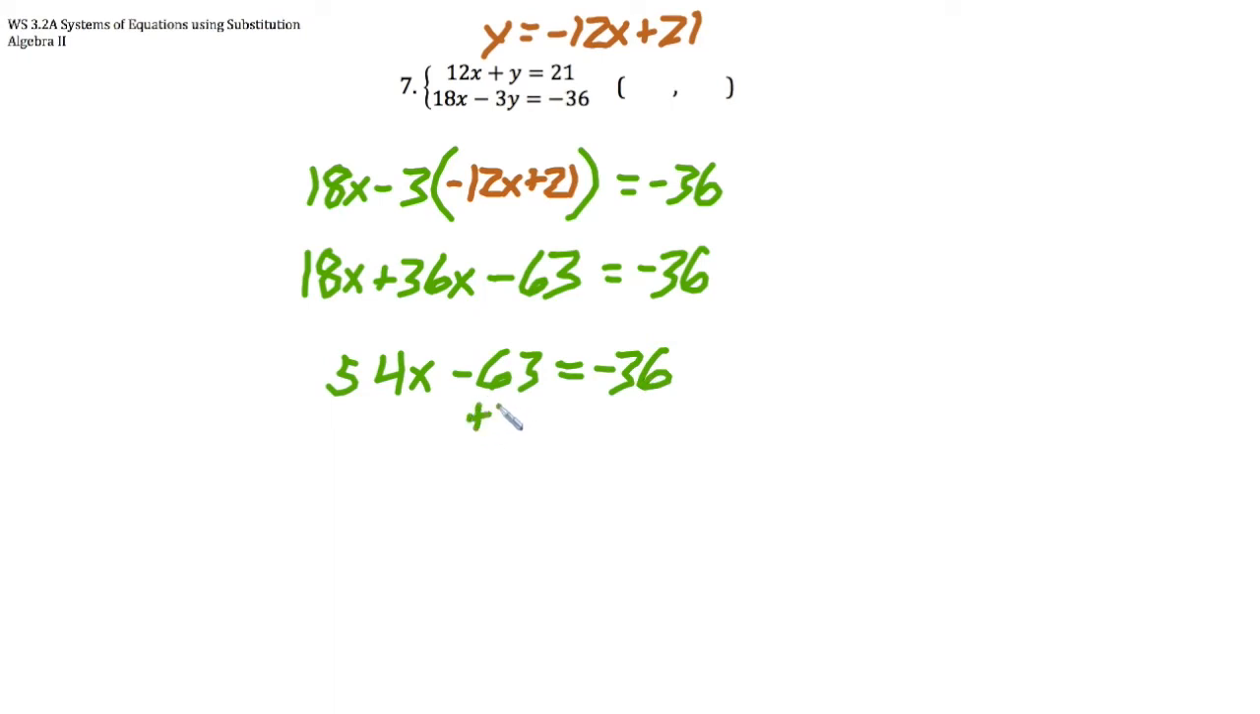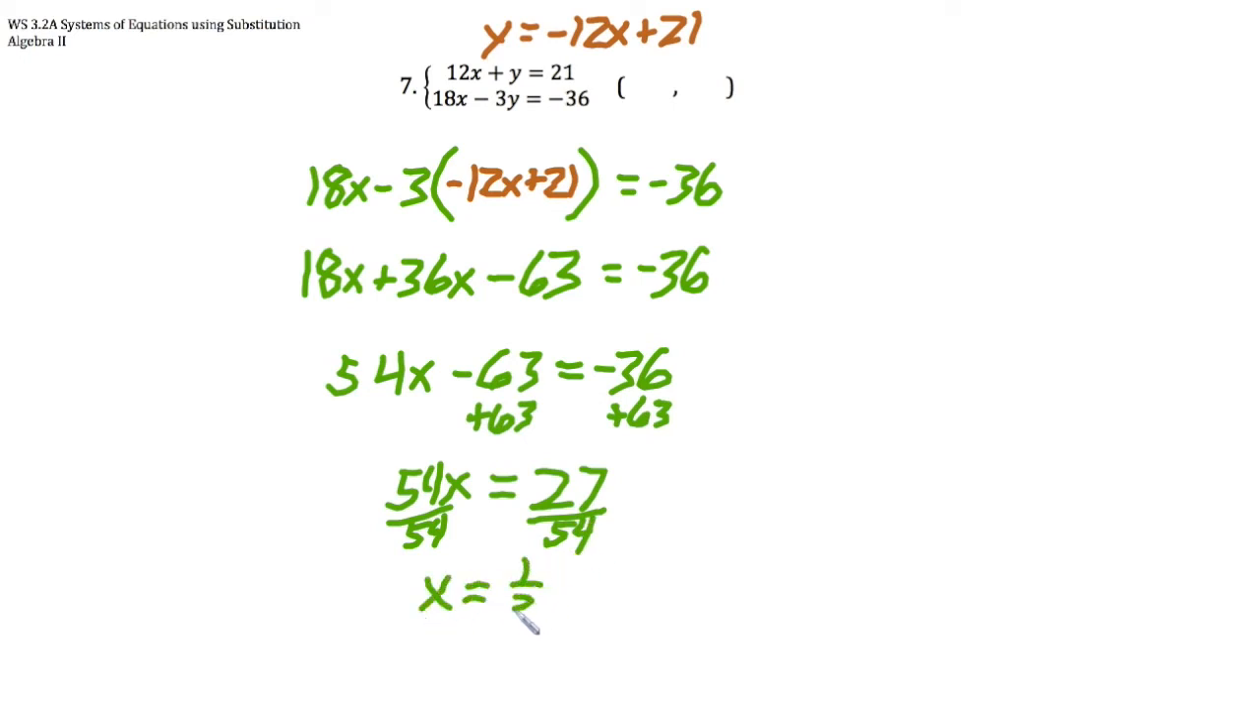Now I'm going to add 63 to both sides, so I get my variable alone on the left. So 54x equals, what is that, 27? I believe that's 27. Okay. I'm not so sure about this, but I bet I'll discover if I divide both sides by 54, which is what it takes to get x alone, that x is 1/2. The value of x is 1/2.